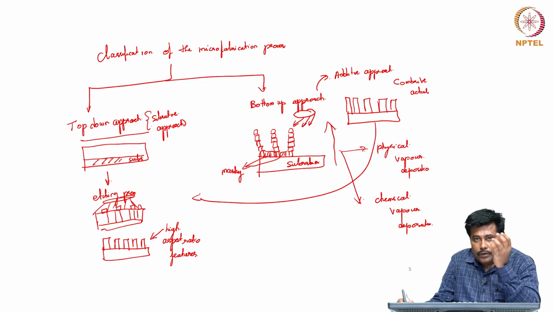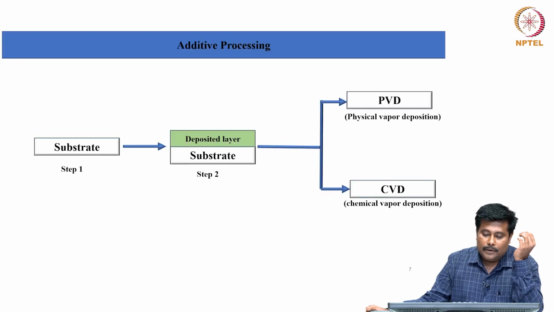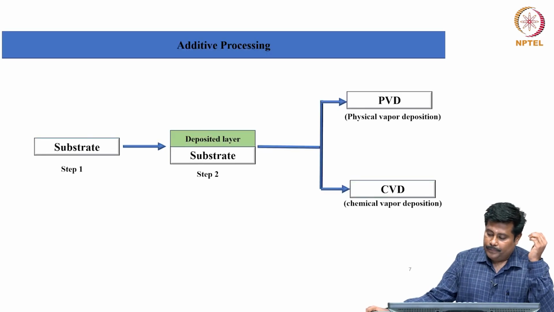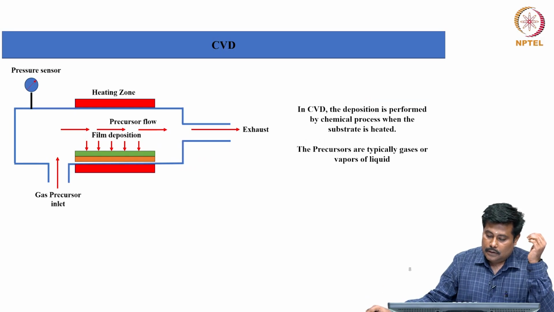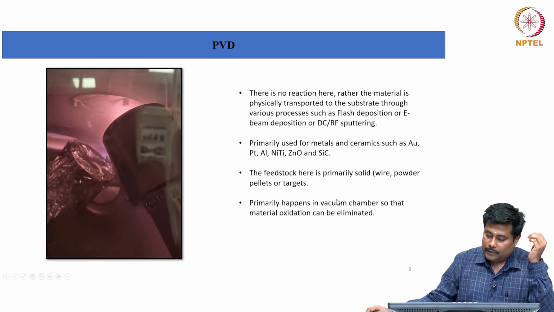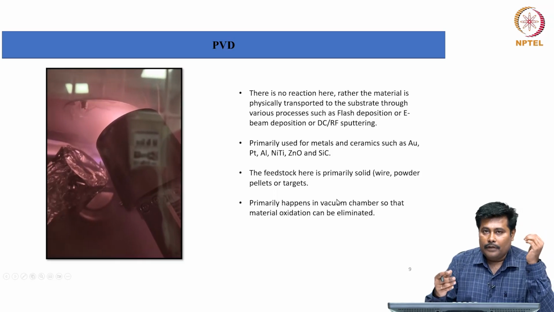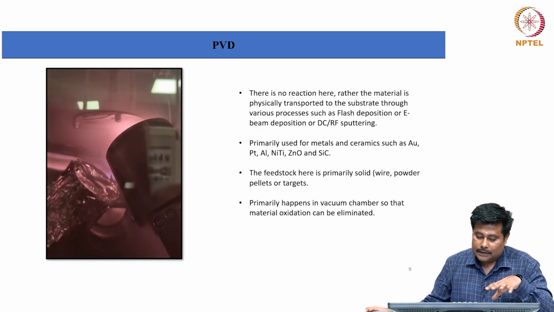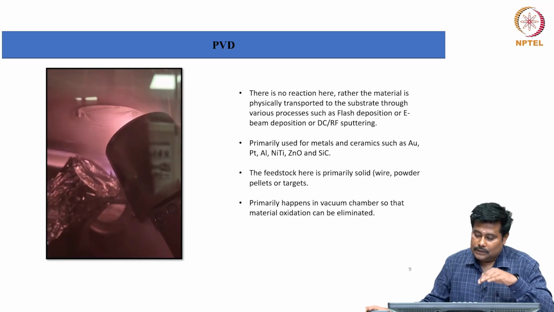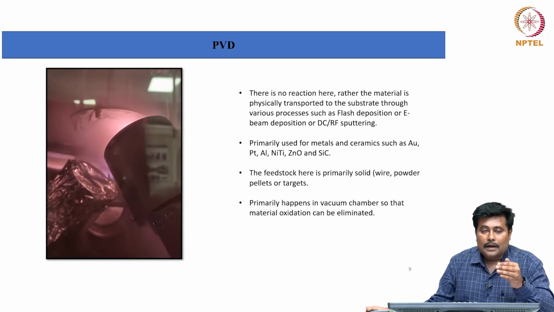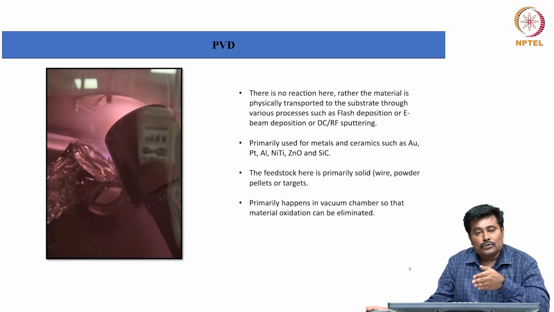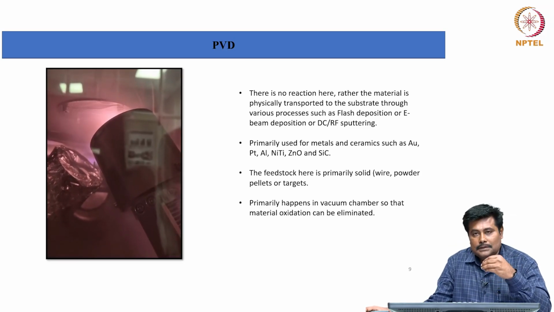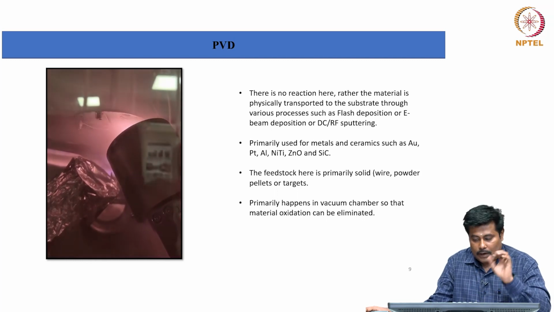to do is convert a material into the form of a vapor, and these vapors efficiently get deposited on the surface. So, let us see what the physical vapor deposition technique is. This is a sputtering process which comes under the category of physical vapor deposition. As far as physical vapor deposition is concerned, there is no reaction here, rather a material is physically transferred to the substrate through various processes such as flash evaporation or e-beam process or RF sputtering.